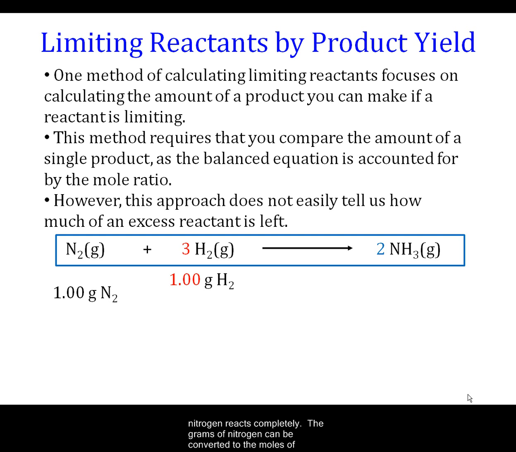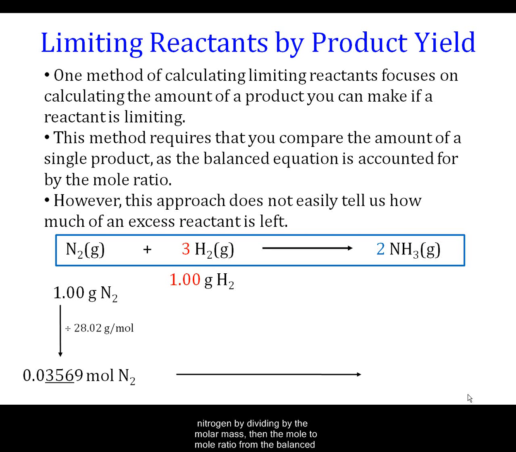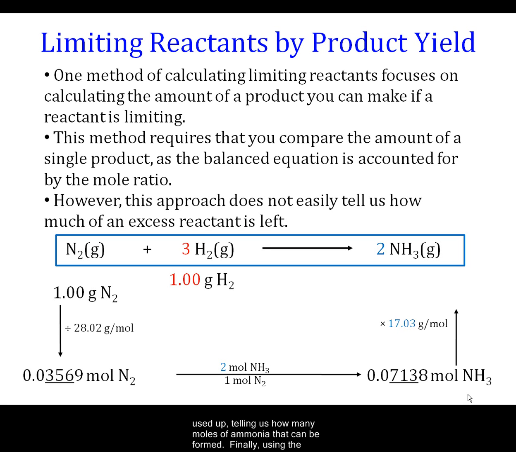The grams of nitrogen can be converted to the moles of nitrogen by dividing by the molar mass. Then, the mole-to-mole ratio from the balanced reaction tells us that 2 moles of ammonia are formed for every 1 mole of nitrogen used up, telling us how many moles of ammonia can be formed. Finally, using the molar mass of ammonia helps us find the number of grams of ammonia that could be formed.